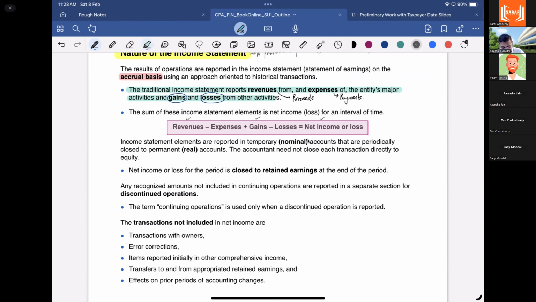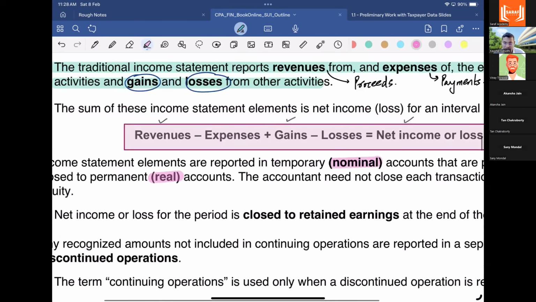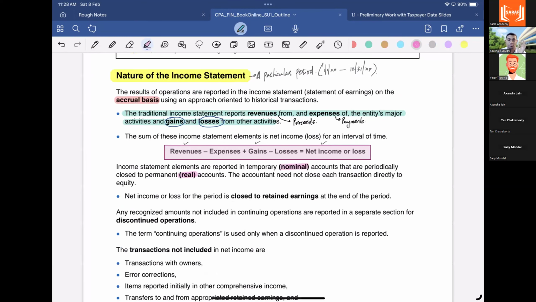तो हमें temporary समझ में नहीं आता है ज़्यादा, तो हमें क्या समझ में आता है सर? Nominal versus real. ठीक है? So nominal accounts that are periodically closed to the permanent or real accounts. The accountant need not close each transaction directly to the equity, right? So again, net income or loss for the period is closed to retained earnings at the end of the period.